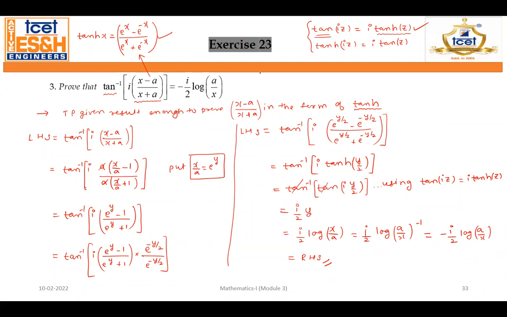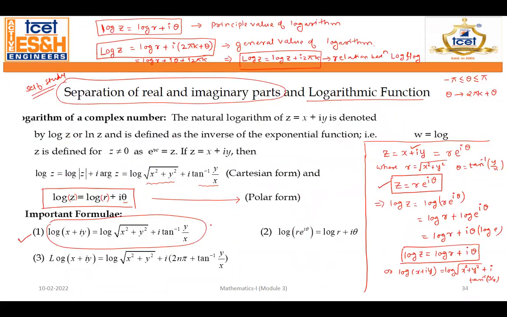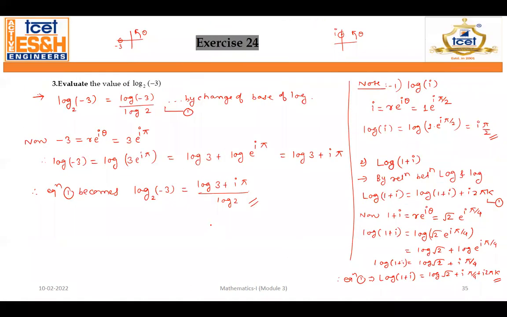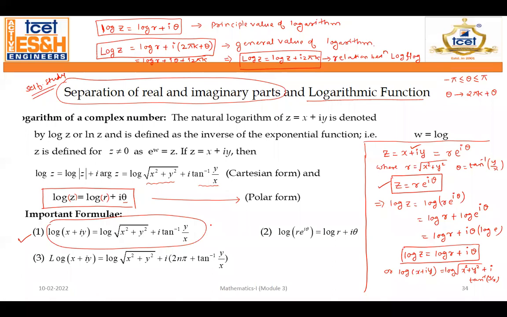Clear? So this is all about your inverse hyperbolic functions. Now after this there is a 24th exercise which is about logarithm of a complex number. So we will take that in the second half. And in the resource book, before that logarithm of a complex number, there is something written as separation into real and imaginary part, and logarithmic function.